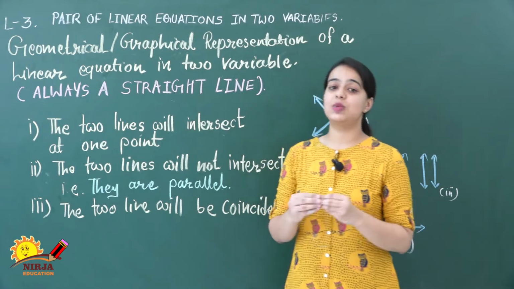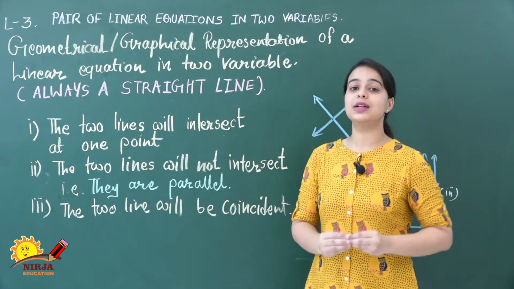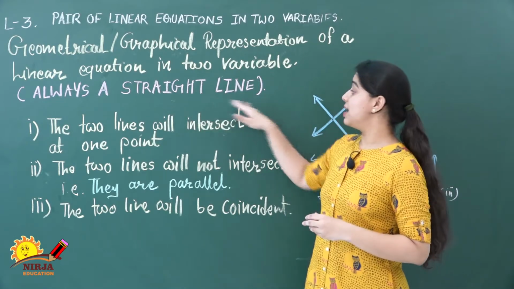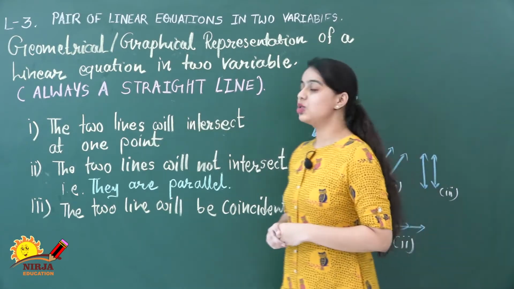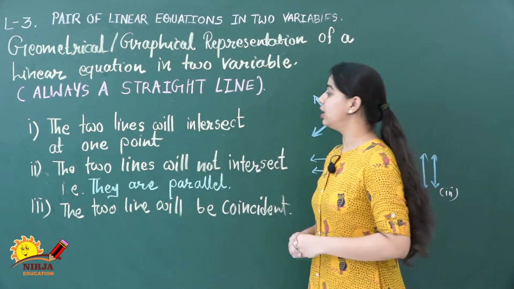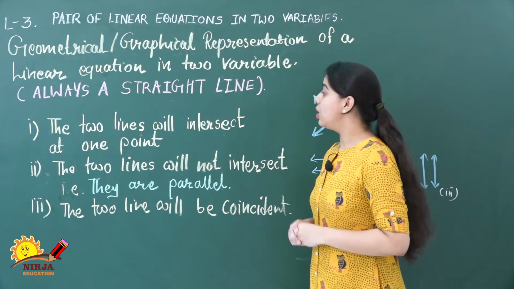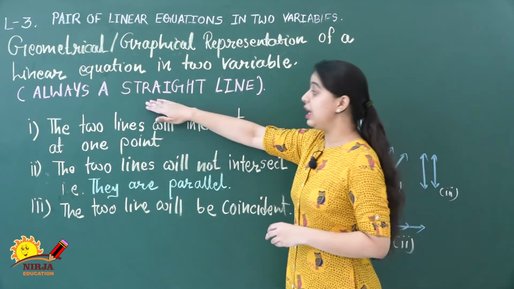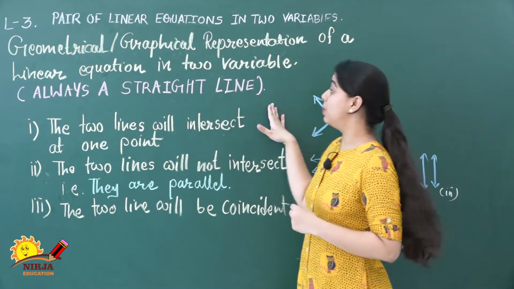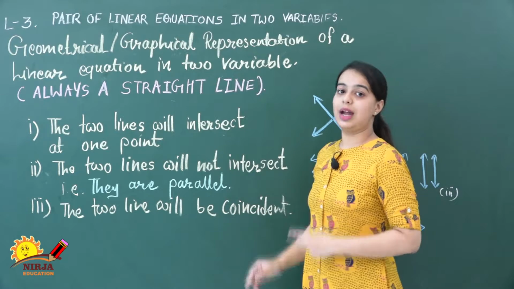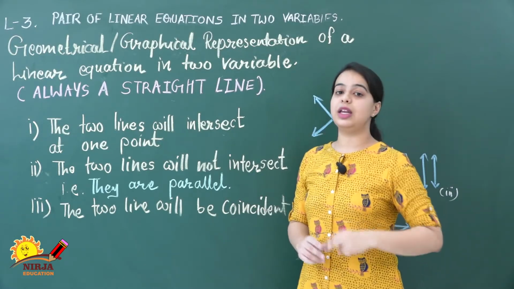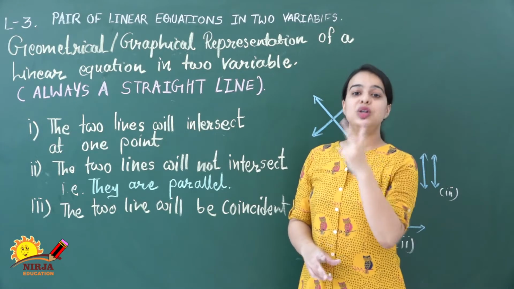My dear students, as we all know, if we represent any linear equation graphically, the graph is always a straight line. If we indicate any linear equation on the graph, it is always a straight line. So if one linear equation is there, we get one straight line, but here we are going to talk about a pair of linear equations, that means 2 linear equations. So the graphical representation of 2 linear equations is always 2 straight lines.